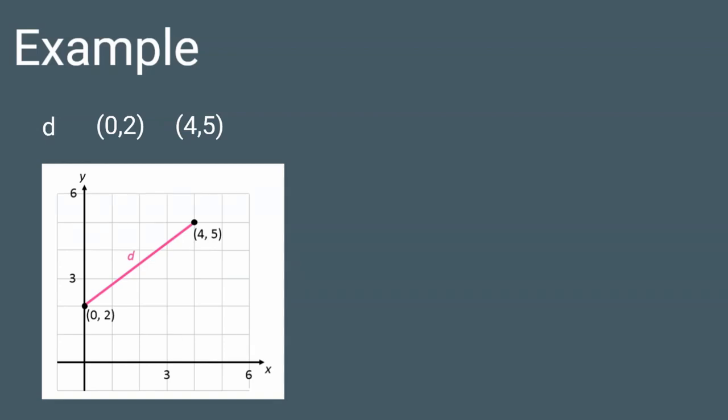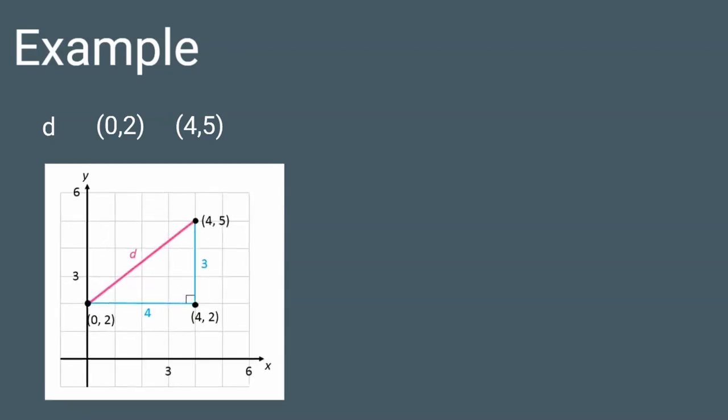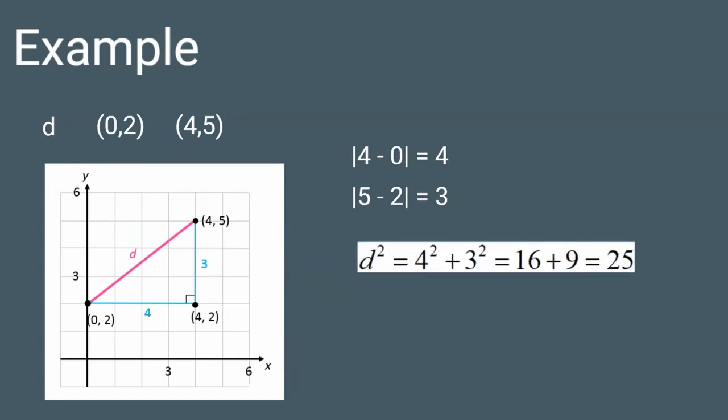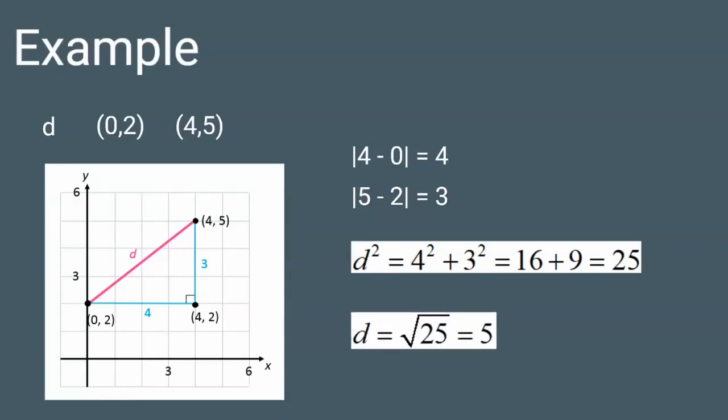To find the length d, let's draw a line from (0, 2) to (4, 2) horizontally, and vertically a line from (4, 2) to (4, 5). This forms a right triangle. One leg of the triangle is of length 4, since 4 minus 0 equals 4, and the other is 3, since 5 minus 2 equals 3. By the Pythagorean theorem, the square of d, the distance we want, is the sum of the squares of each of the legs. Take the square root of the sum, which is 25, and we get that d equals 5.